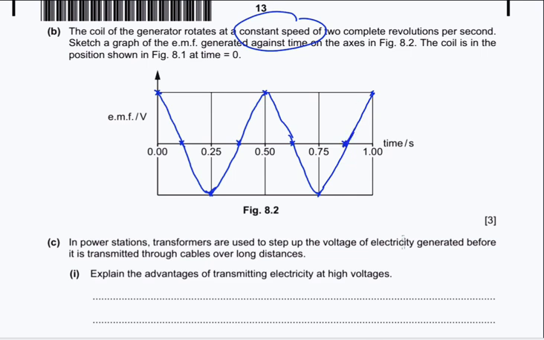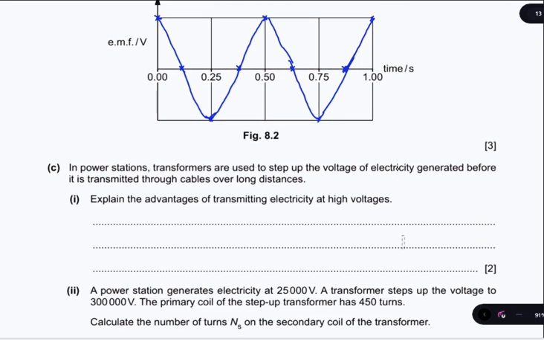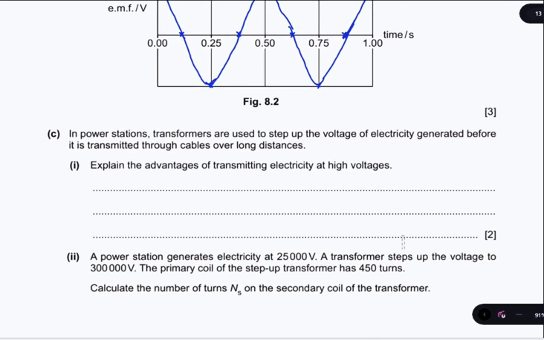Right, of course, don't mind me there. So yeah, there's a complete revolution for 2 cycles. 2 cycles there. Alright. Sinusoidal curve. In power stations, the transformers are used to step up the voltage of electricity generated before it is transmitted through cables over a long distance.